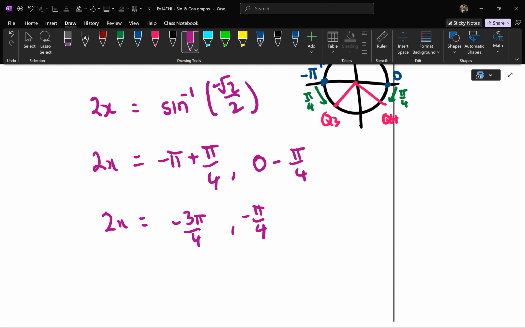Notice that too? That's the dilation. So now you're going to divide everything by 2. Remember what I said yesterday? When you divide by 2, for those who struggle with fractions, what do you do? Good, times the bottom. So that should give you negative 3 pi on 8 and negative pi on 8. So you've got 2 answers there, right?